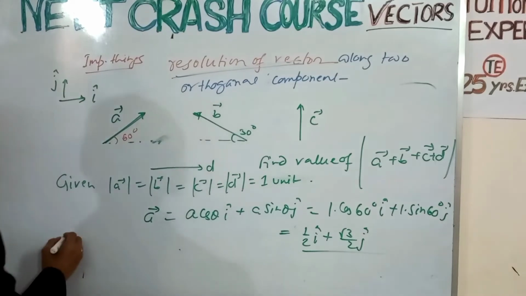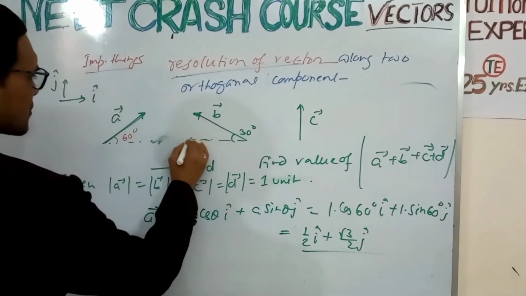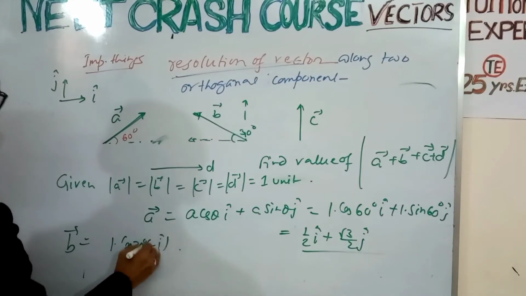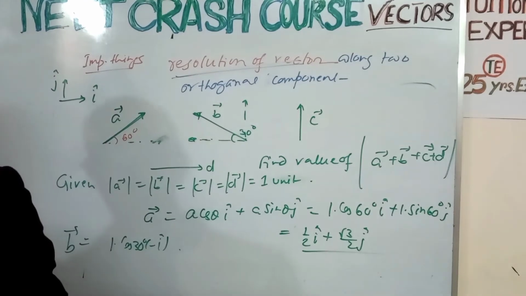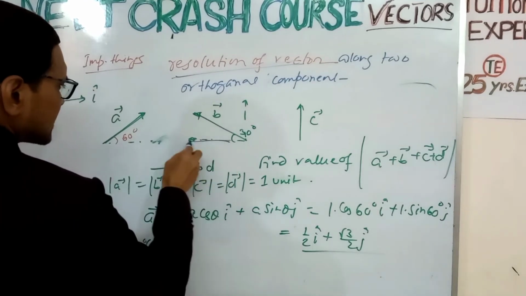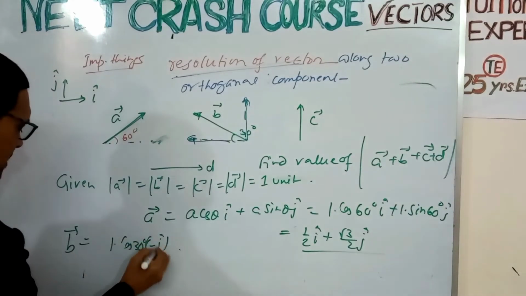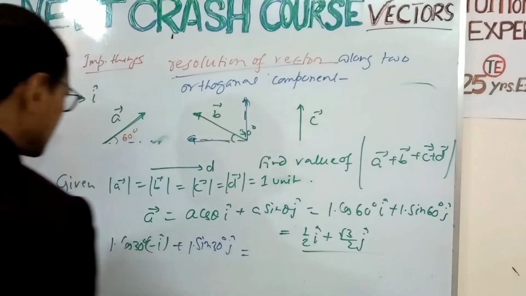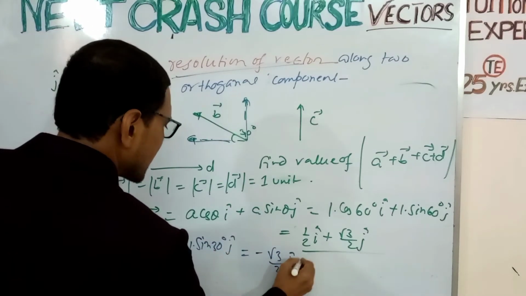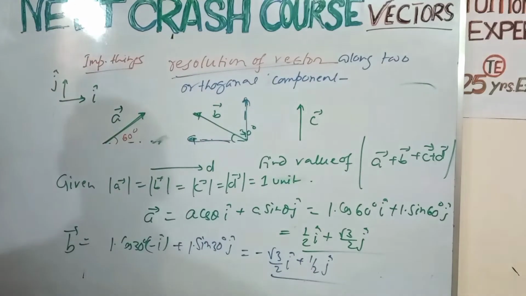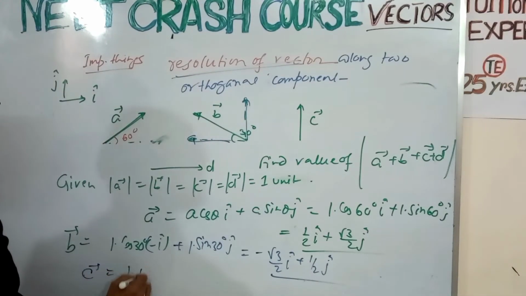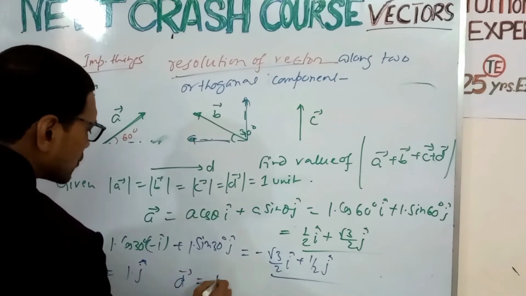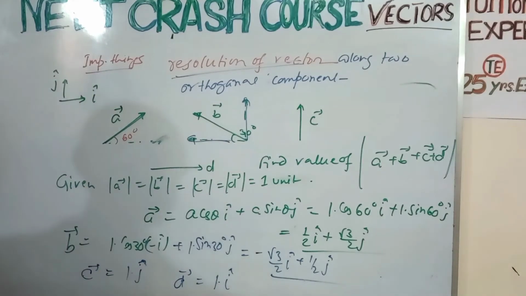So this is vector A, and vector B equals what? This is also 1 cos 30 degrees, with minus I, because one component is on this side and another component on that side. So we put here minus I plus 1 sin 30 degrees J. So this is minus root 3 by 2 I plus half J. This is the B vector. C vector equals 1 into J, because the magnitude is 1 and it is along the vertical direction. D vector equals 1 into I. So we get A, B, C, D in terms of I and J.